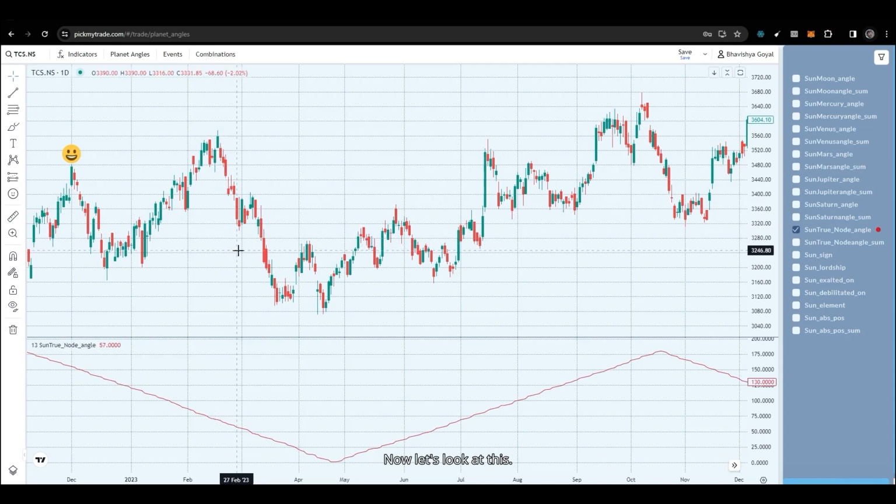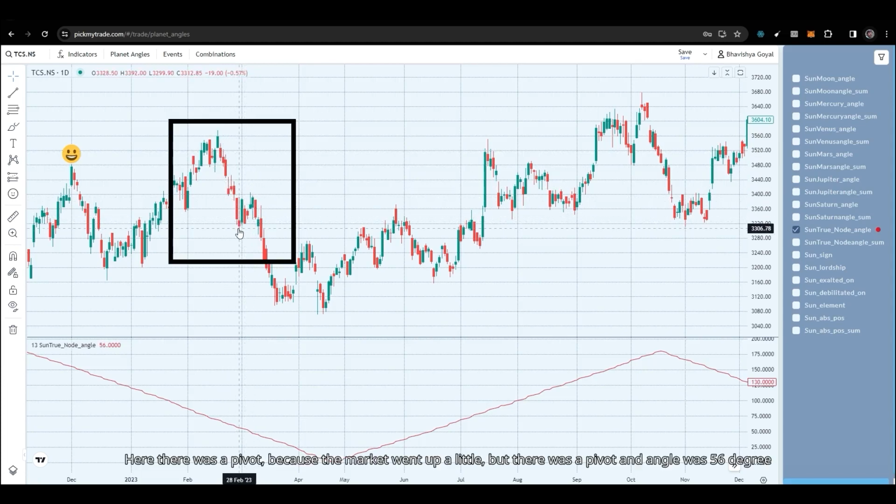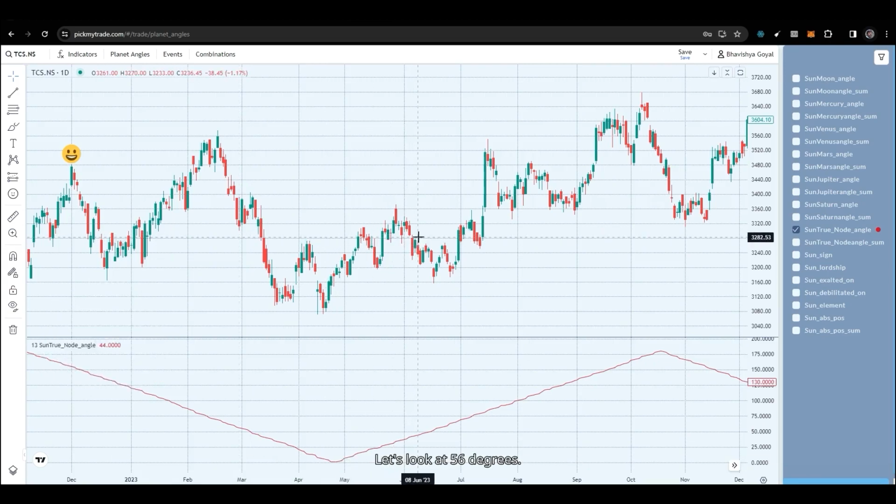Now let's look at this. Here there was a pivot, because the market went up a little, but there was a pivot and the angle was 56 degrees. Let's look at 56 degrees. It's not like I have cherry-picked trades. You can go on the chart and backtest yourself. I will show you many other trades. 56 degrees, 56 degrees, 52, 55, 56.